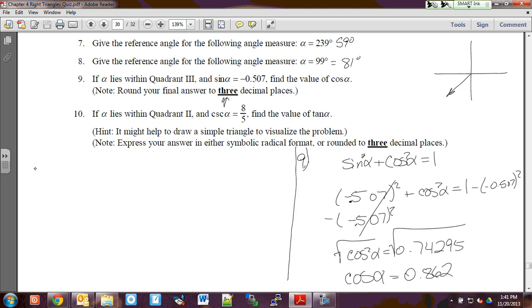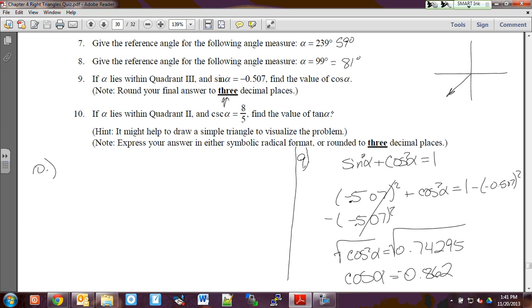Number 10, actually, we're not done with number 9 yet. Remember how our angle lies in the third quadrant? Well, the cosine is not positive in the third quadrant, so that means this has to be negative 0.862. The cosine of alpha is negative 0.862. You have to use your negative answer because it's in the third quadrant.